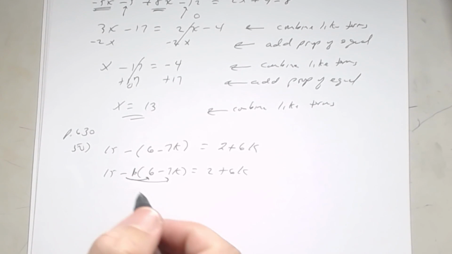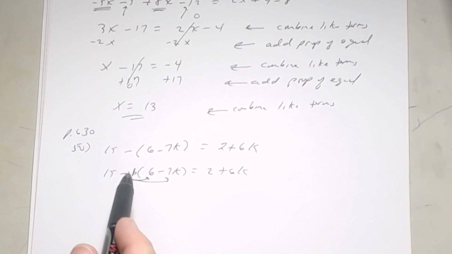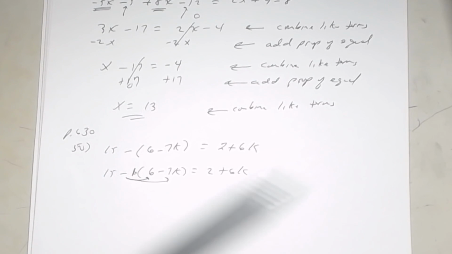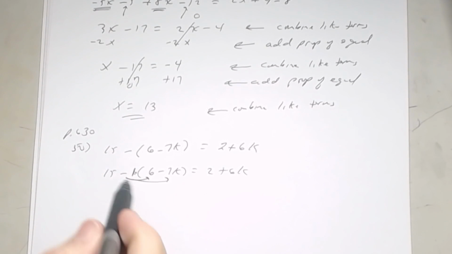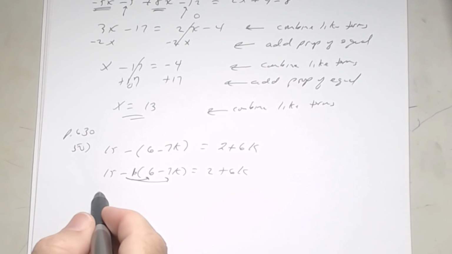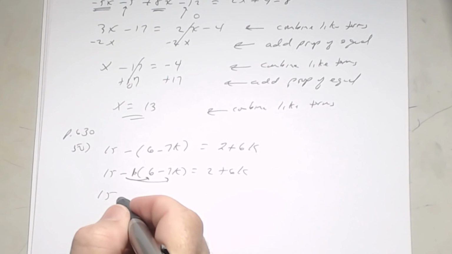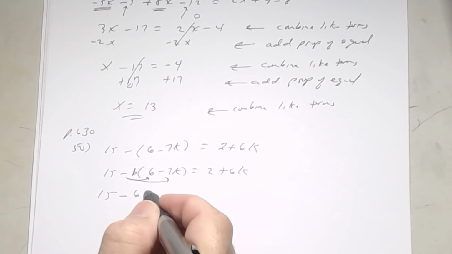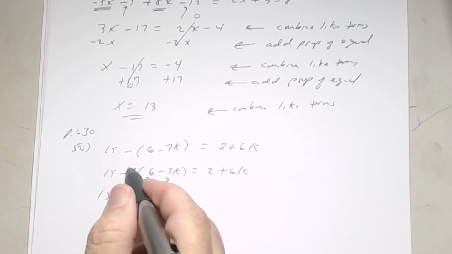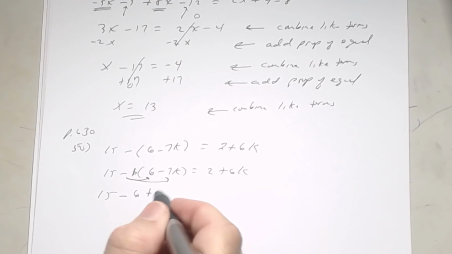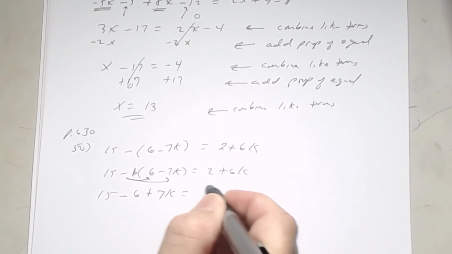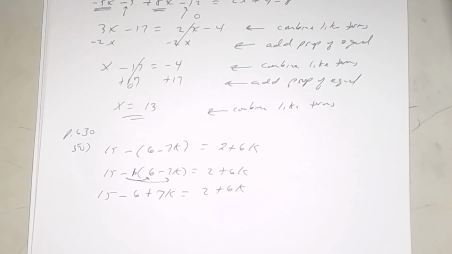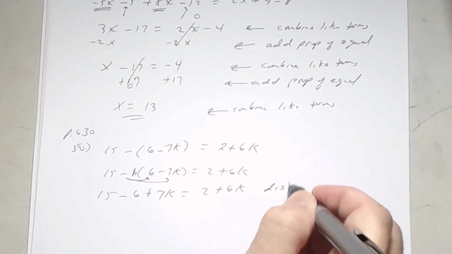That's why you distribute first. Okay, so don't say 15 minus 1. You got to distribute that negative 1 first. Because according to your order of operations, I do multiplication before I do subtraction. So if I do multiplication first, I'm going to get 15, and what do I write? Minus 6, and what else? Plus, right? Because a negative times a negative is a what? Positive. And then 2 plus 6k. All right, so that was the distributive property, correct?